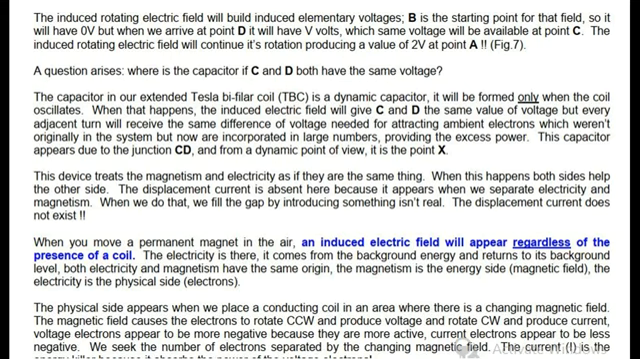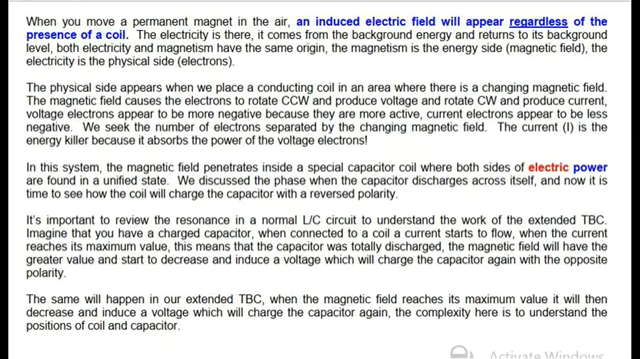When you move a permanent magnet in the air, an induced electric field will appear regardless of the presence of a coil. The electricity is there, it comes from the background energy and returns to its background level. Both electricity and magnetism have the same origin. The magnetism is the energy side, magnetic field; the electricity is the physical side, electrons.